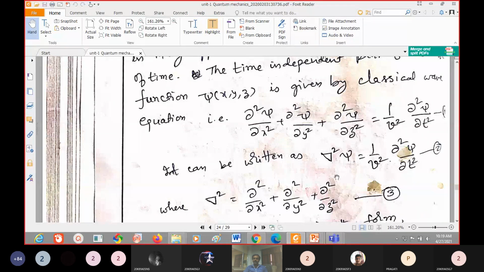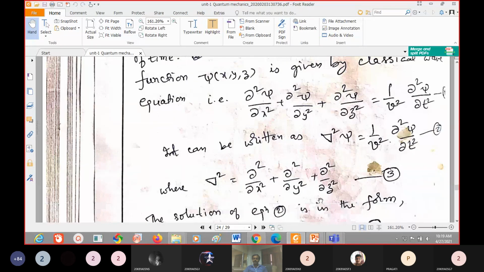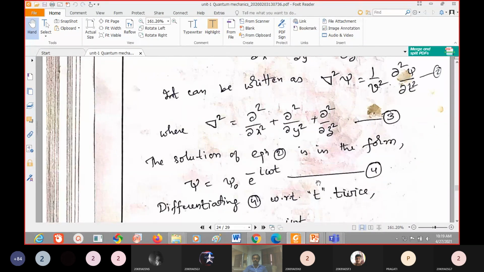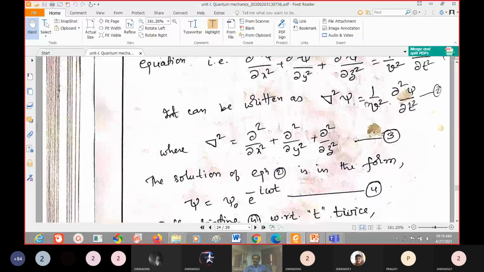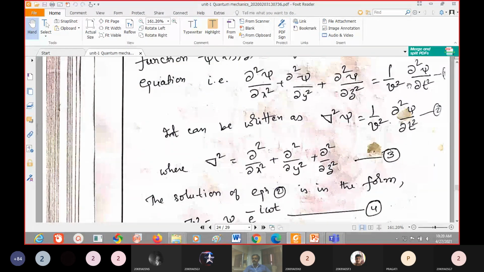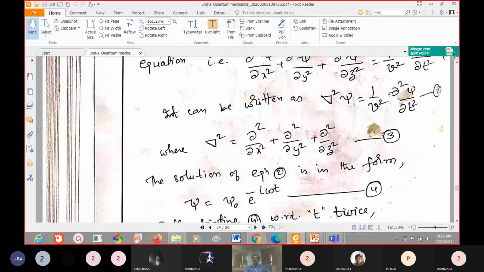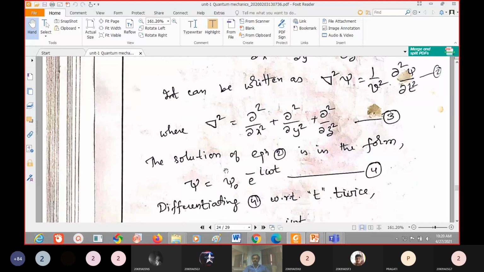Here, instead of del, we are substituting the Laplacian operator. This is a second order differential equation. This total equation is a second order differential equation, so we have to solve it. The solution will be psi is equal to psi naught into e power i omega t. Here psi is the wave function and psi naught is the amplitude.